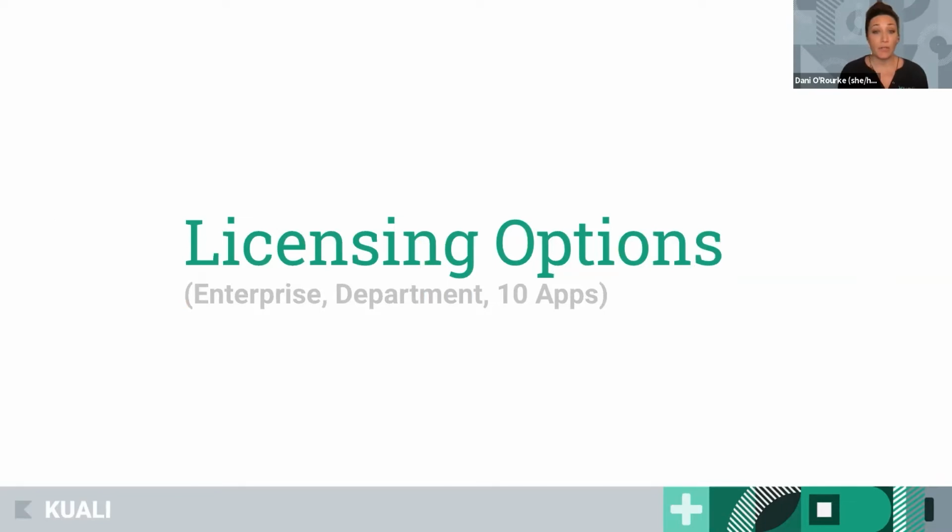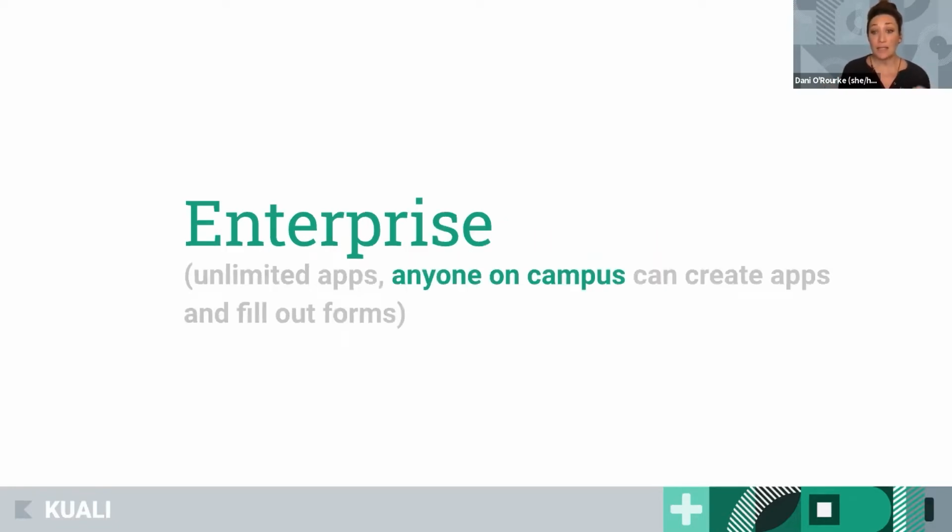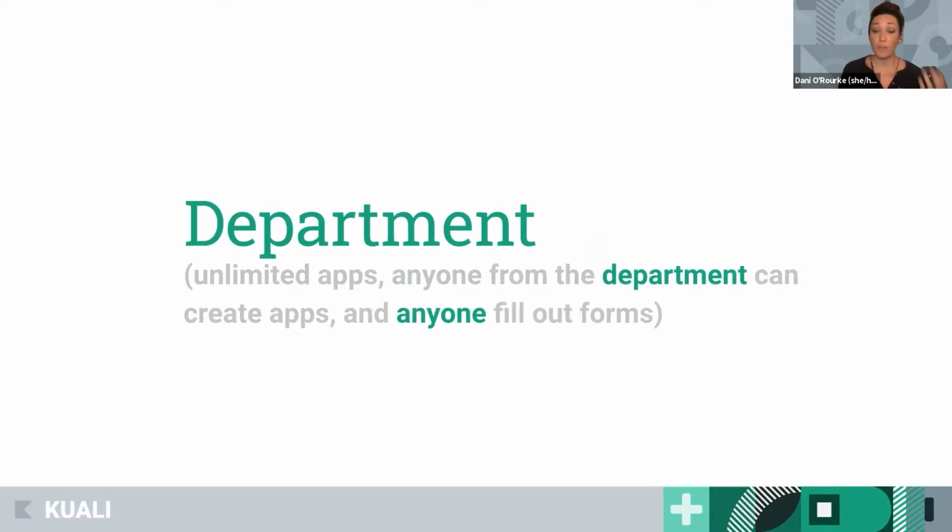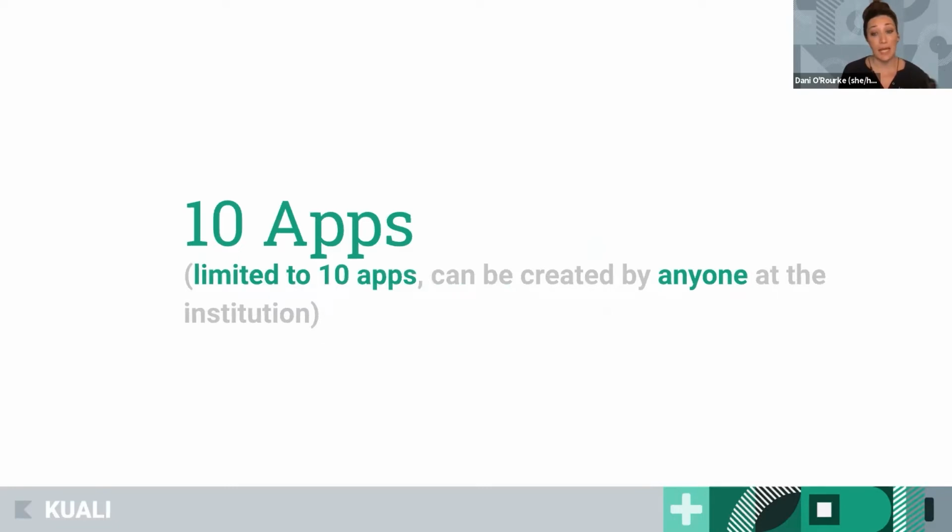So to talk quickly and briefly about the licensing options, Kuali Build is offered with different licensing options, including enterprise, department, and 10 applications. An enterprise license is unlimited apps, unlimited app creation. Anyone can create apps, forms, and workflow. Anyone can fill out and submit forms. A department license: unlimited apps can be created by anyone in a specific department or office. Anyone can fill out and submit forms. 10 apps: limited to 10 applications, can be created by anyone at the institution. Forms can be filled and submitted by anyone.